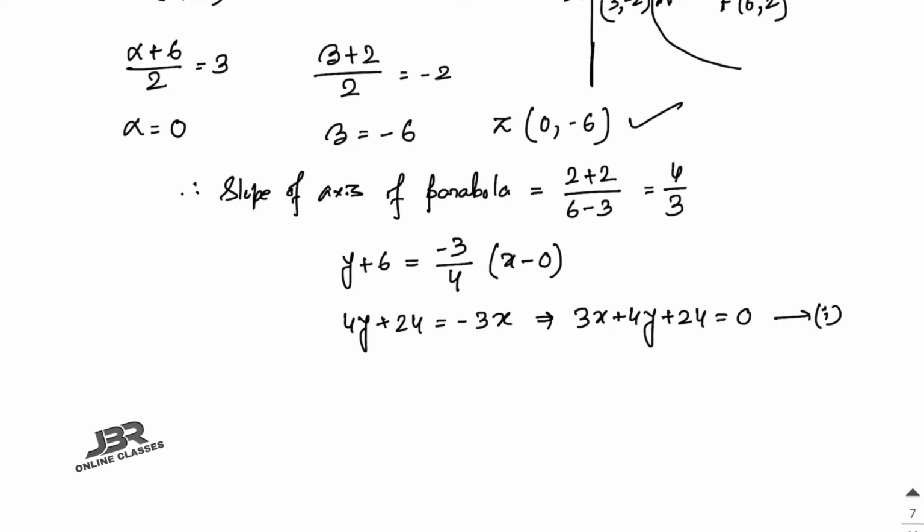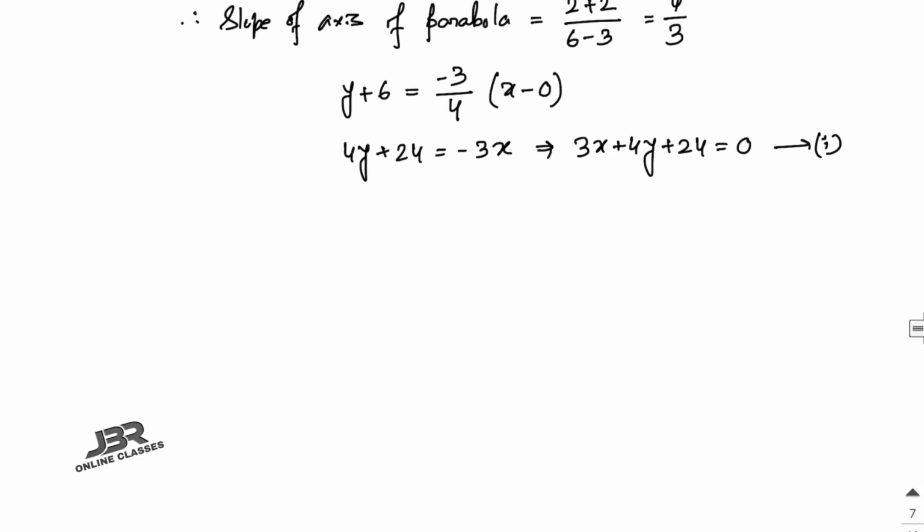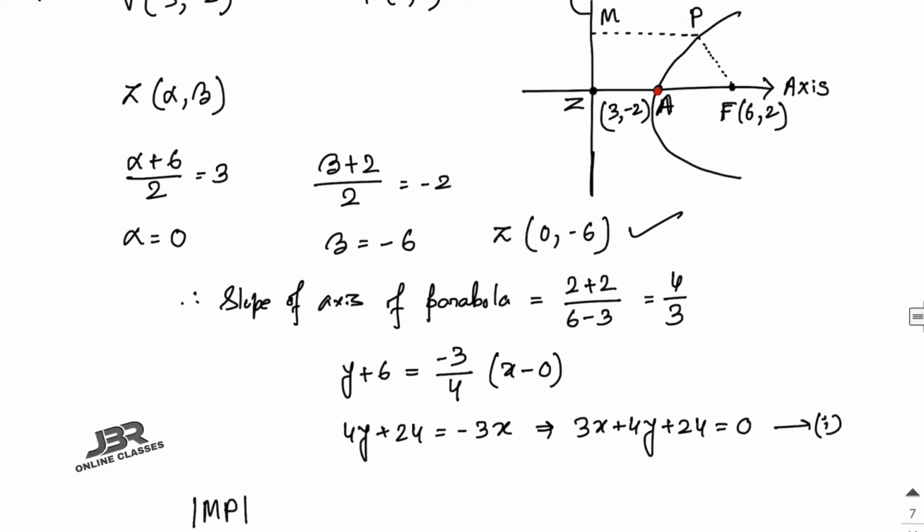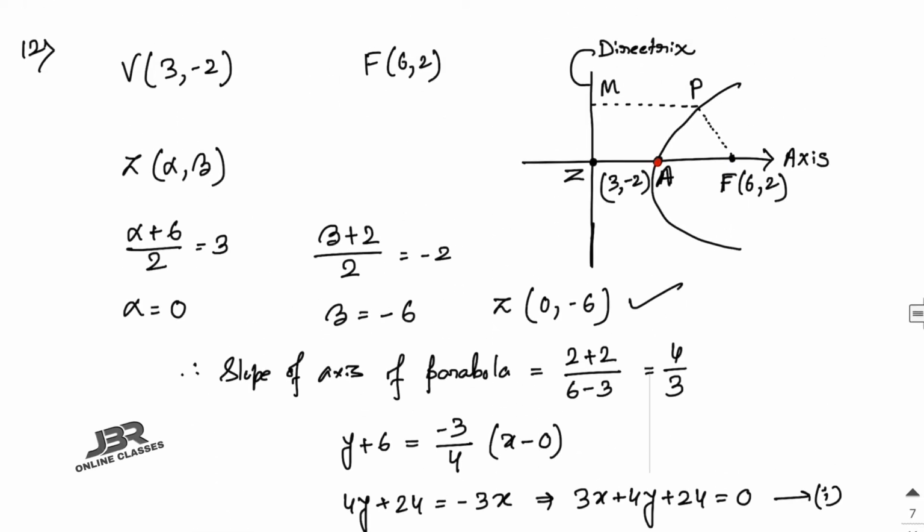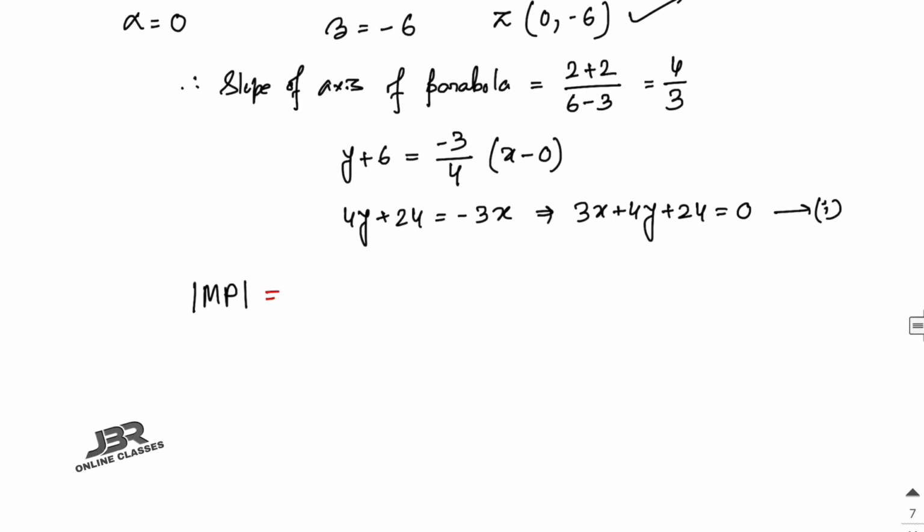Let's put it as equation number 1. Now let P(x, y) be any point on the parabola, and let |MP| be the perpendicular distance from P to the directrix, as in the diagram. Then by the definition of the parabola, |FP| is equal to |MP|. So |MP| is equal to |FP|.